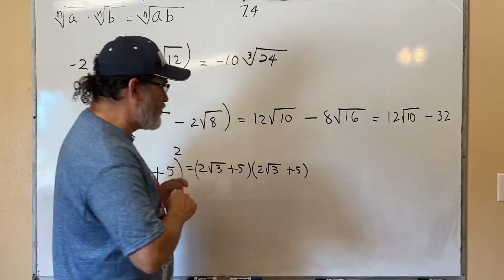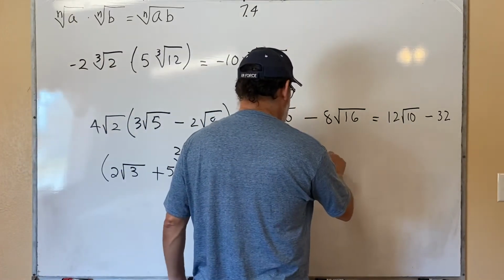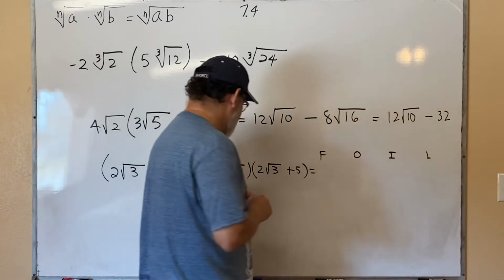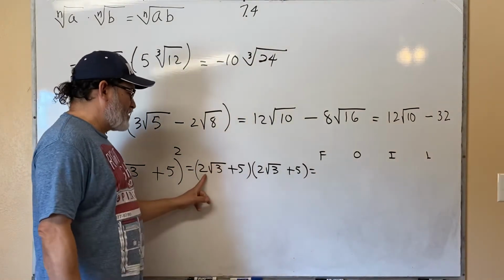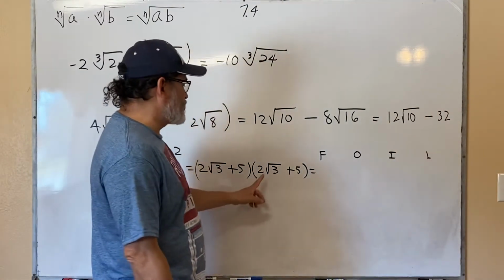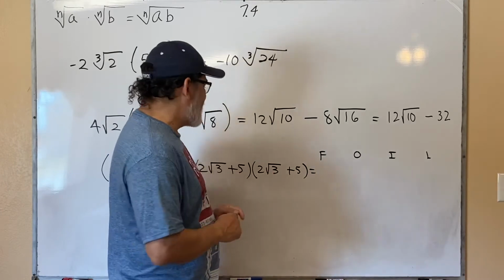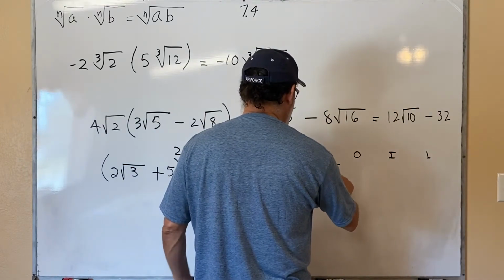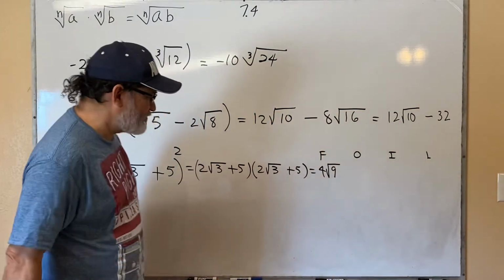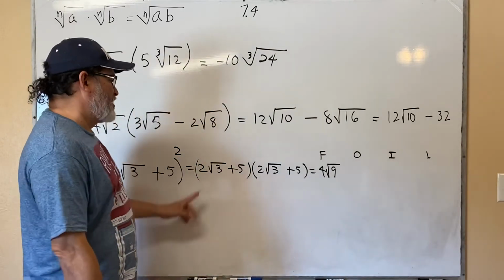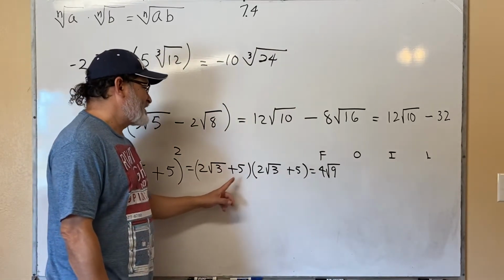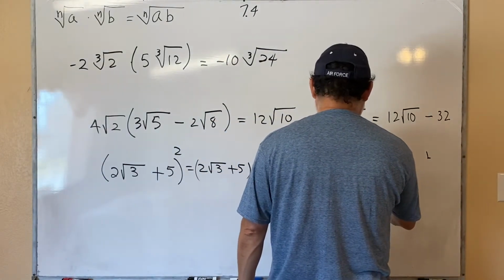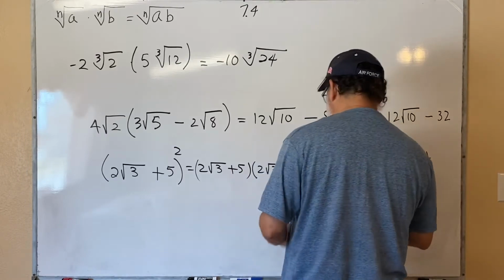FOIL means first, outer, inner, last. So 2 the square root of 3 times 2 the square root of 3 is 4 the square root of 9. That's first. 2 the square root of 3 times 5, that's outer, is going to be 10 the square root of 3.